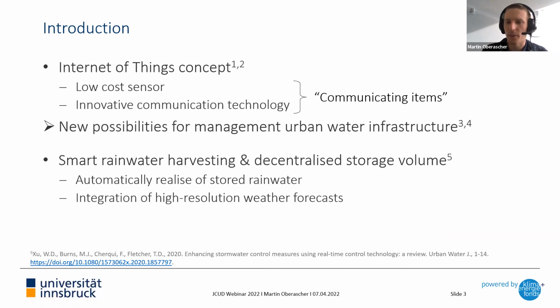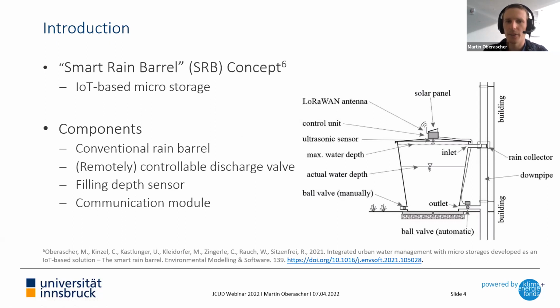For example, the storage volume can be emptied before rain events by using real-time control technology and weather forecast to increase the detention volume. In this context, we also introduced the smart rain bell concept as an IoT-based microstorage for advanced rainwater harvesting. The smart rain bell consists of a conventional rain bell with storage volumes between 200 and 500 liters and is extended by a remotely controllable discharge valve.